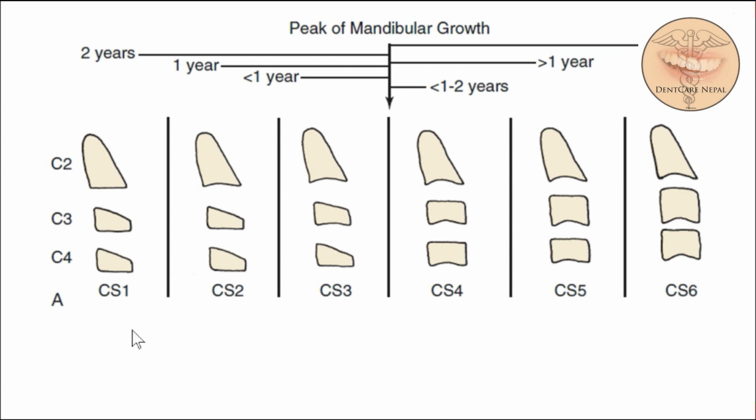By observing the lower border of C2, C3 and C4 and their shape, we can estimate the cervical vertebrae maturation stage, and we can know whether peak mandibular growth has already occurred, will occur after 2 years, or occurred 2 years ago. That can be estimated based on the cervical vertebrae maturation stage. One benefit is that no additional radiograph is required, because this estimation can be done on the lateral cephalogram.